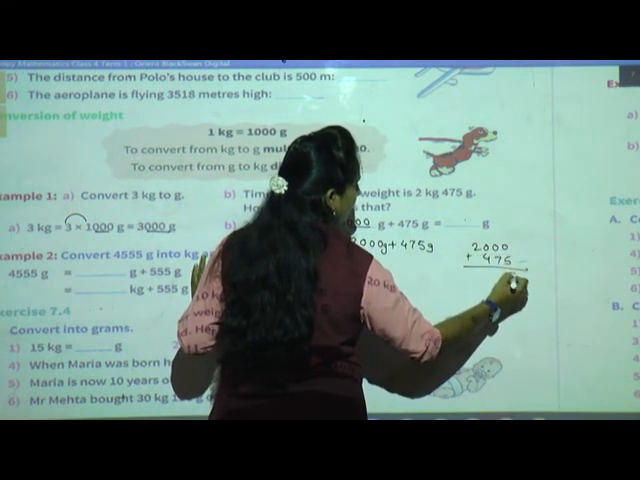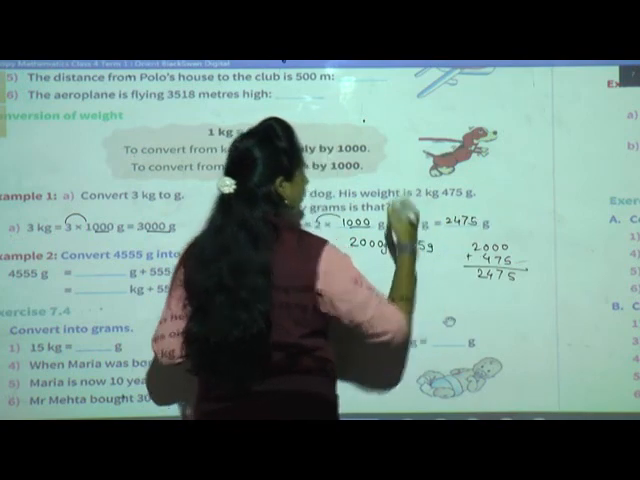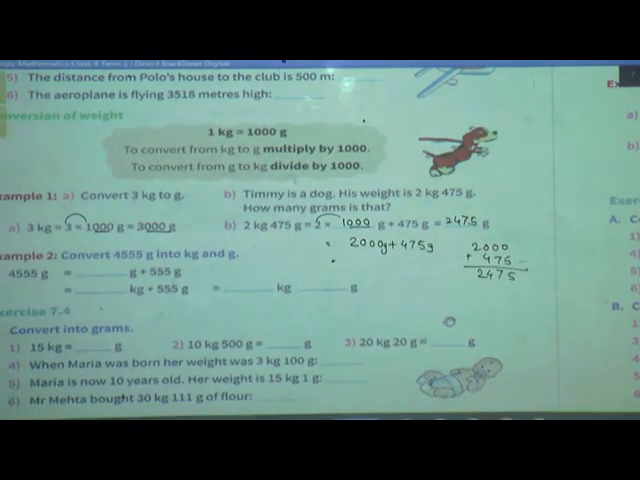2475 addition 5742, 2475 gram. Clear? Yes. Now see the second example.